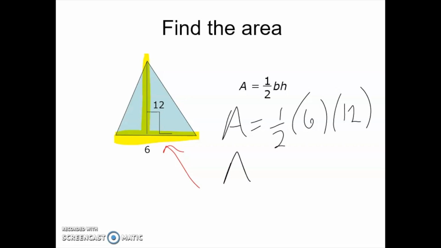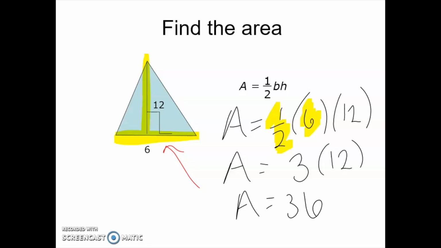So you can multiply in any order that you want. I personally like to get rid of the fraction. So if one of my numbers is even, I like to multiply it by 1/2 really quickly just to get those numbers as small as possible. So this becomes 3 times 12. So our area is 36. Now notice on this shape, there's no units labeled. So we just write the word units squared.